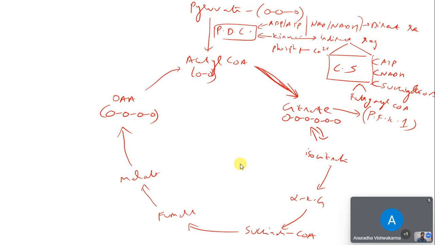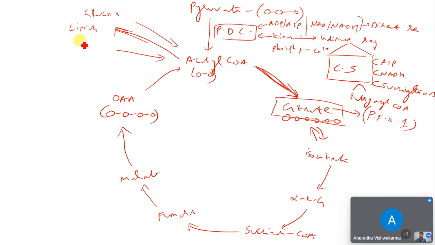What is the source of acetyl CoA? One is the oxidation of glucose, and then we also have it from the breakdown of fatty acids, and I guess it's also from protein. So these are the three sources from which we get acetyl CoA.